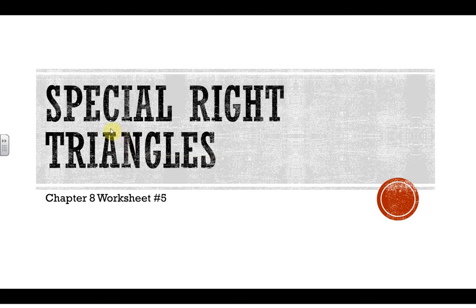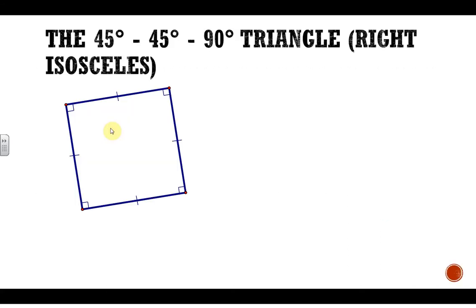Hi everyone, we are on to special right triangles. This is chapter 8, worksheet number 5. So here we go. There are two types of special right triangles we're going to be talking about. The first is the 45, 45, 90 triangle.